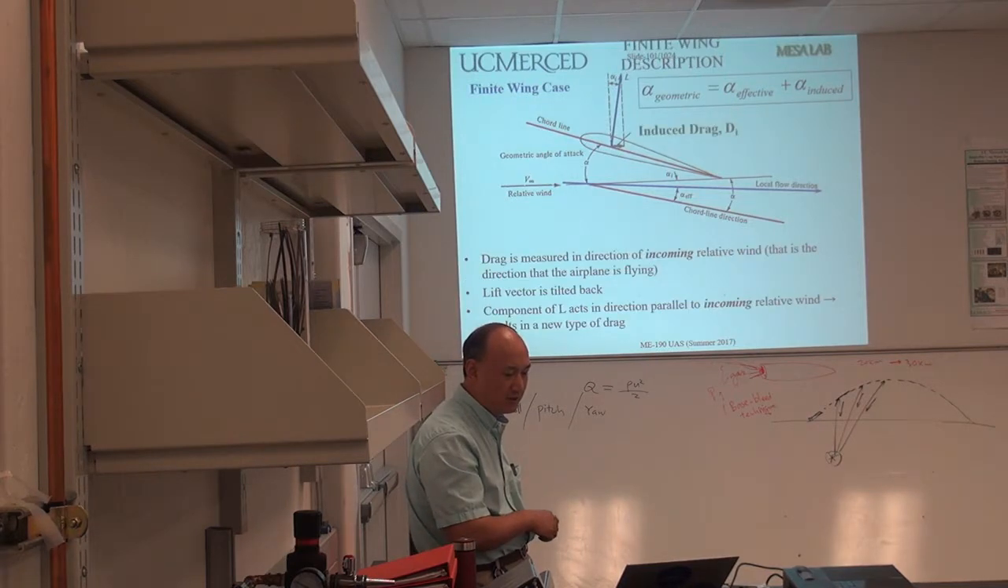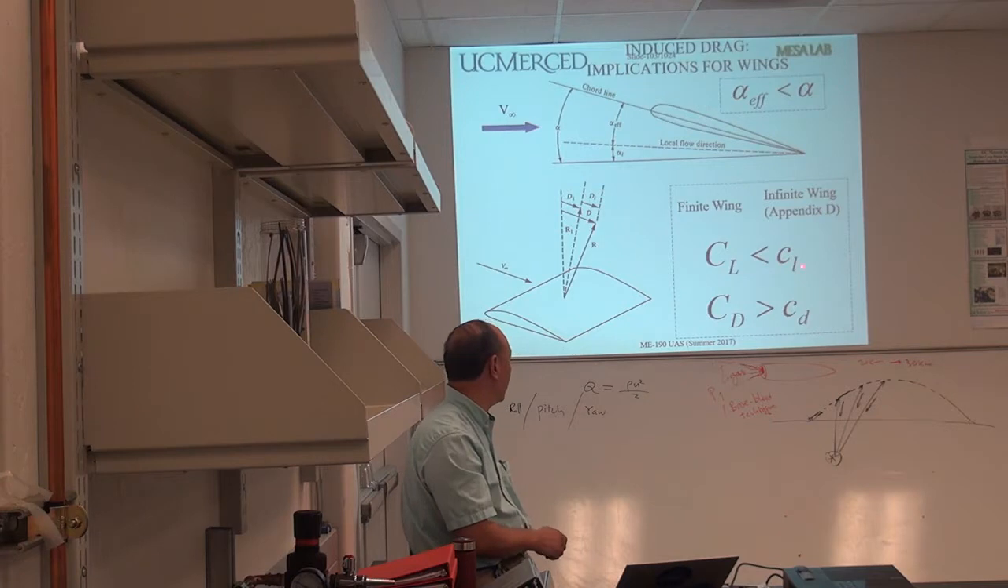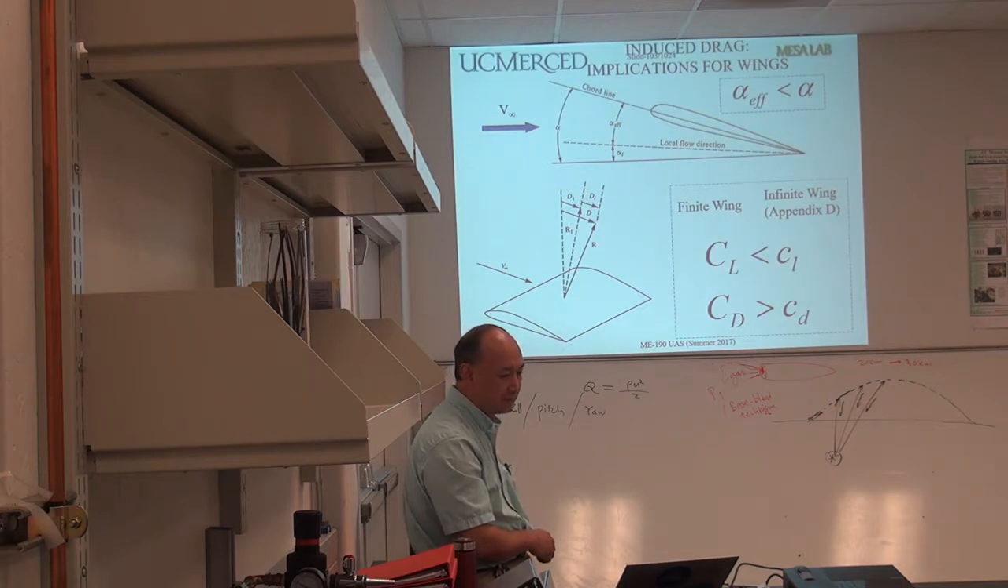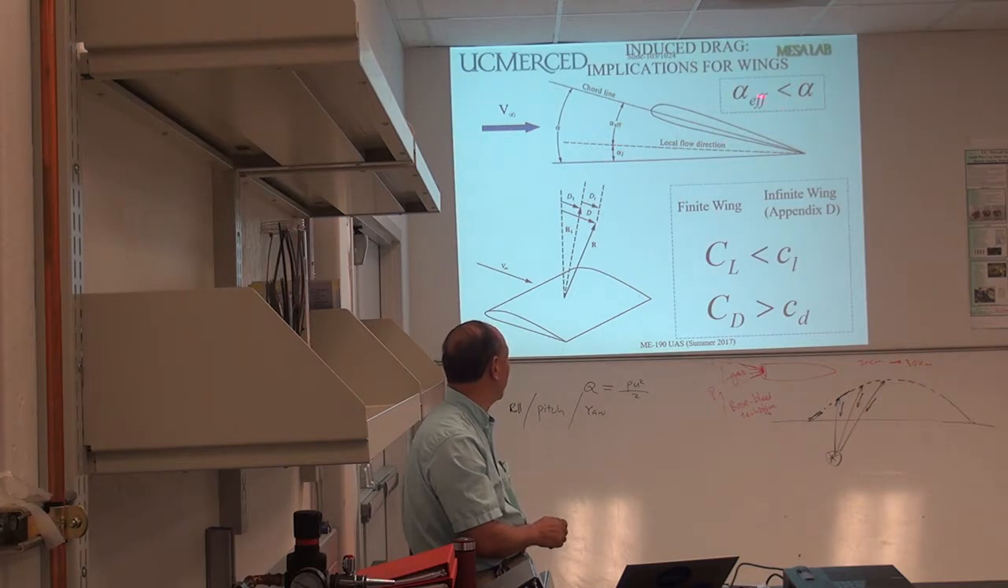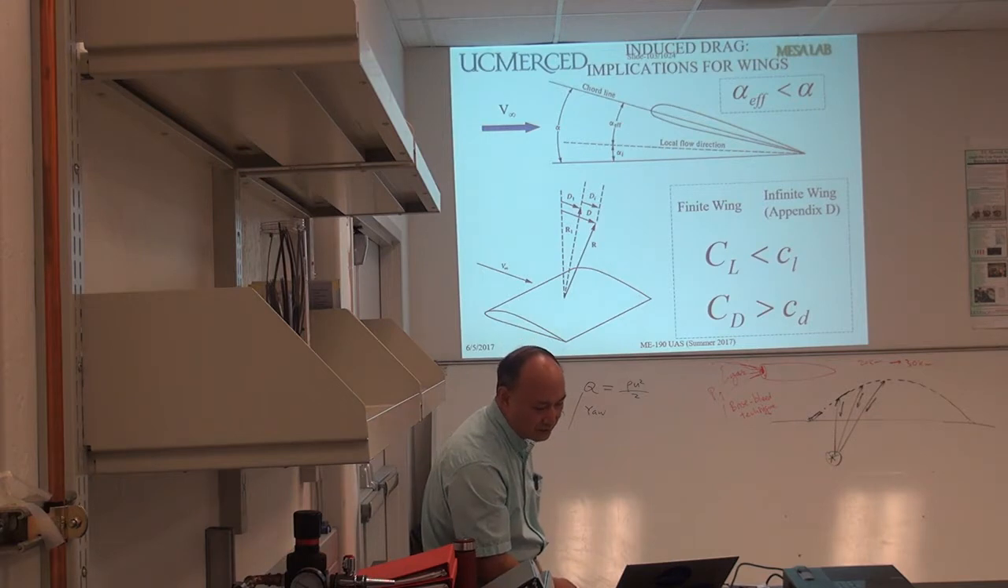So this interpretation is the same idea. When we consider those finite wing effects, we usually get smaller lift and larger drag. The capital letter is with finite wing, and the small letter c is called infinite wing. Because alpha effective is always less than alpha, the lift is smaller, but the drag is actually bigger. It's kind of interesting, but I think this is not hard to digest.